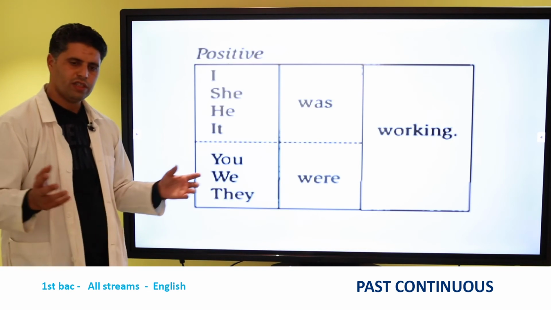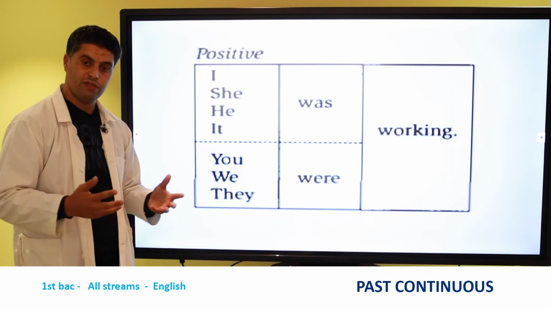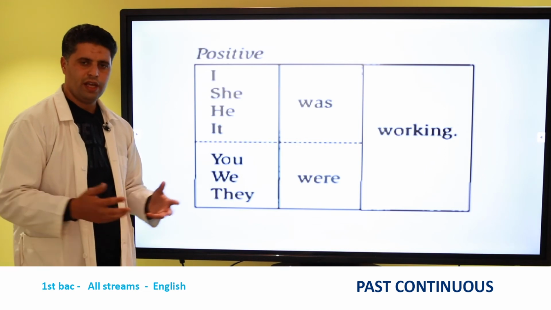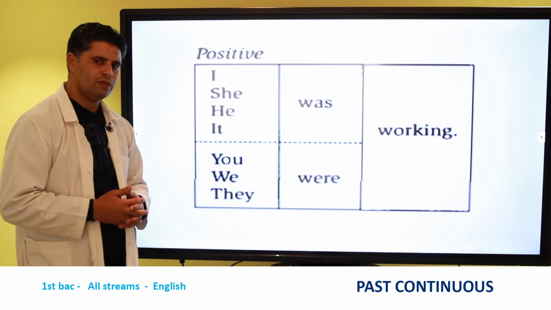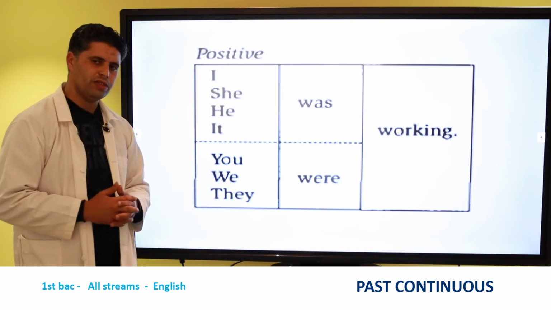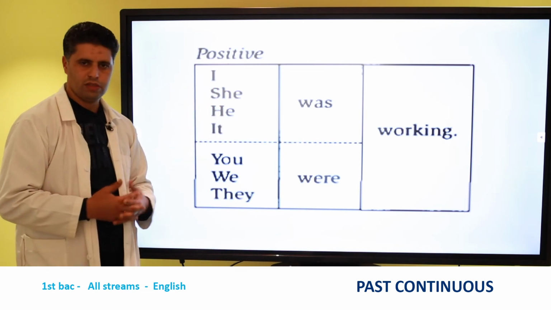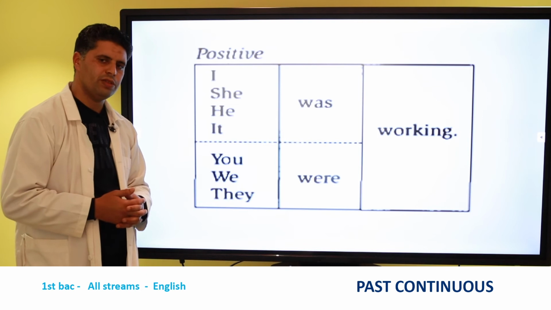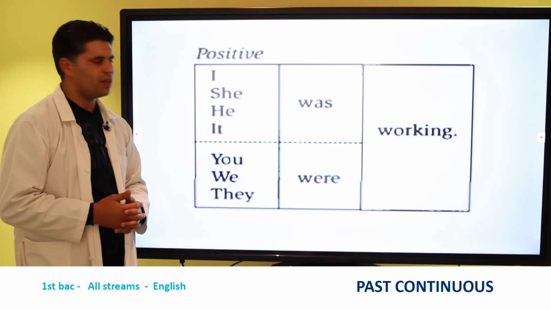Great, so you know that any tense has three forms. Here we are talking about the positive form, the negative form, and the interrogative form. So let's start first with the positive form. Here, as you can see, we have the subject pronouns. We have I, she, he, it, which are the singular subject pronouns. And here we have you, we, they, that are the plural subject pronouns.